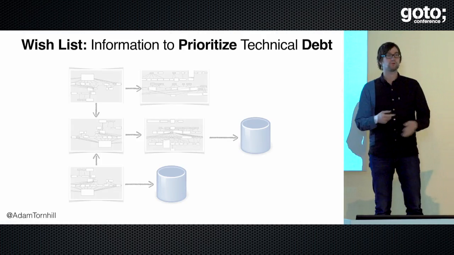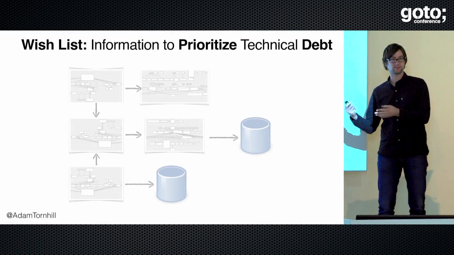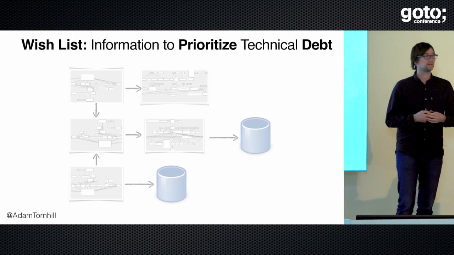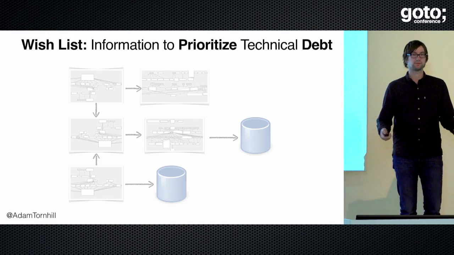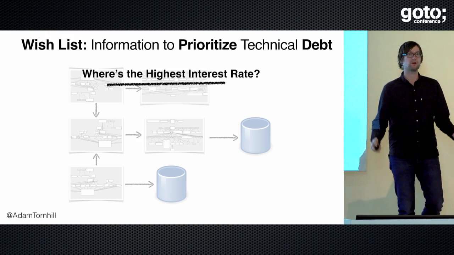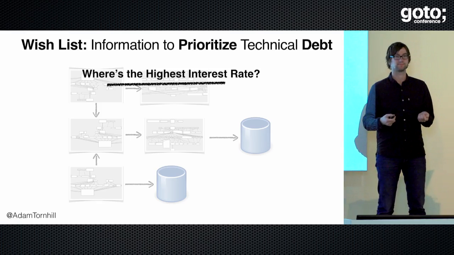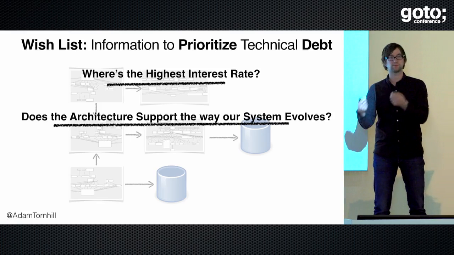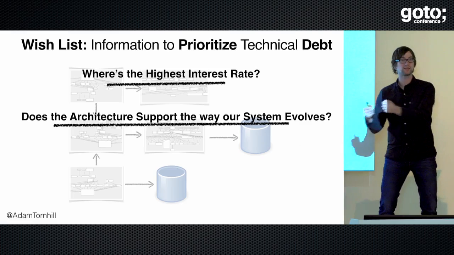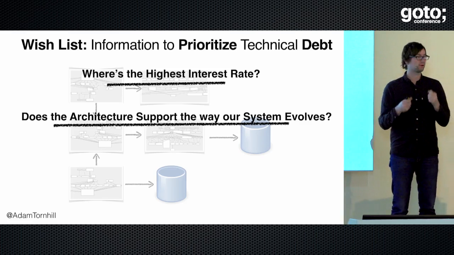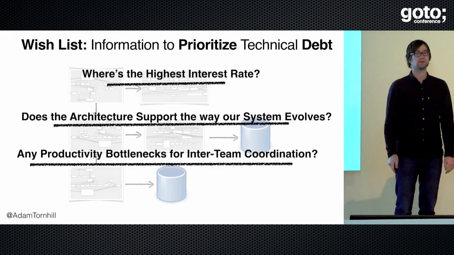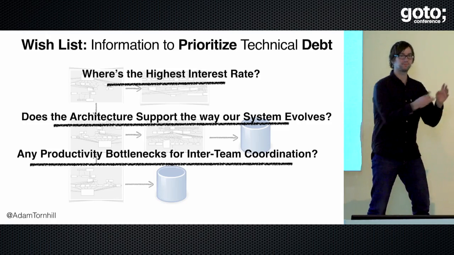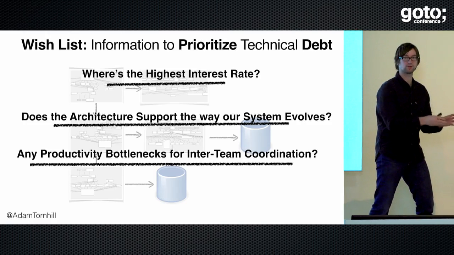Based upon what I have told you so far, I put together kind of a wish list, the information I think that we need in order to address technical debt. The first thing, our starting point, is to find out which part of the code has the highest interest rate. The second aspect is, does our architecture support the way our system evolves? Are we working with or against our architecture? And the third and final and perhaps most important point, how does it look from a social perspective? Are there any productivity bottlenecks? You know, those pieces of the code where 5 different teams have to work together all the time.